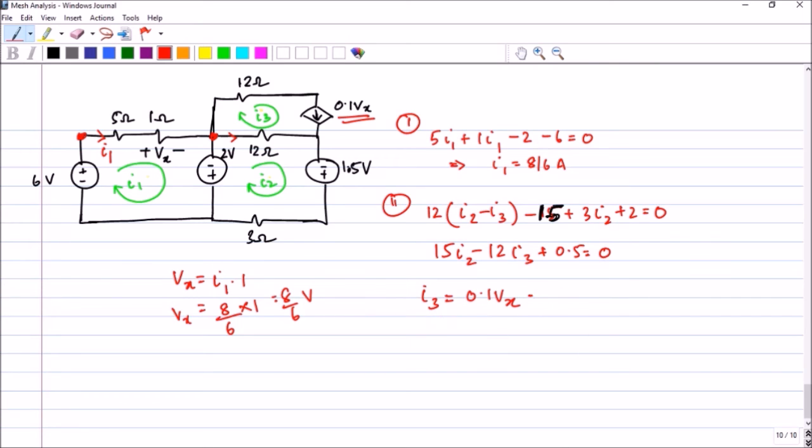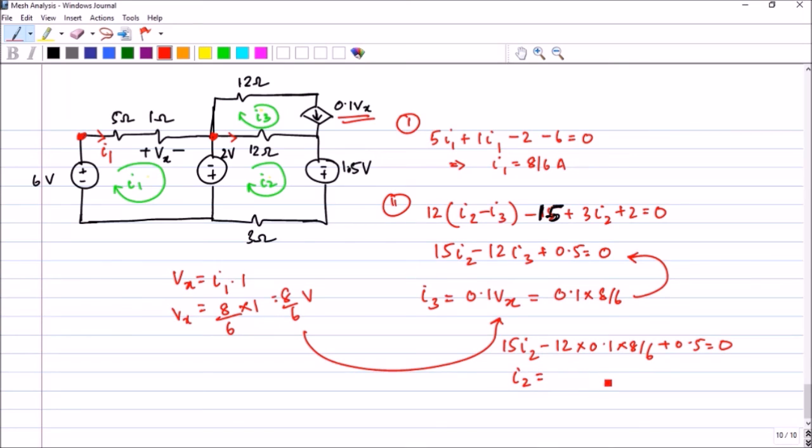If I substitute this value here, I get 0.1 into 8 by 6. And if I substitute it into the equation, I'll get 15 I2 minus 12 into 0.1 multiplied by 8 by 6 plus 0.5 equal to 0. From this I can directly find the value of I2, which will be equal to 73.33 milliamps. Just note the current, it is milliamps. And if you want to find the value of I3, I3 is nothing but 0.1 Vx, so it is equal to 0.1 into 8 by 6 amperes. All right, I hope you have understood the problem and I hope that the concept of mesh analysis is really embedded inside your mind.